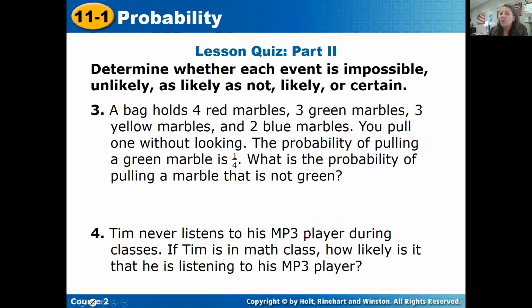Here we have a bag that holds 4 red marbles, 3 green marbles, 3 yellow marbles, and 2 blue marbles. You pull one without looking. The probability of pulling a green is 1 out of 4. What is the probability of pulling a marble that is not green? Well, if we represent the whole bag with a fraction, one whole bag would be 4 out of 4. The probability of pulling out a green is 1 out of 4. That means the probability of pulling out a marble that's not green is 3 out of 4. 3 out of 4 is greater than 50%, so it's likely to happen.